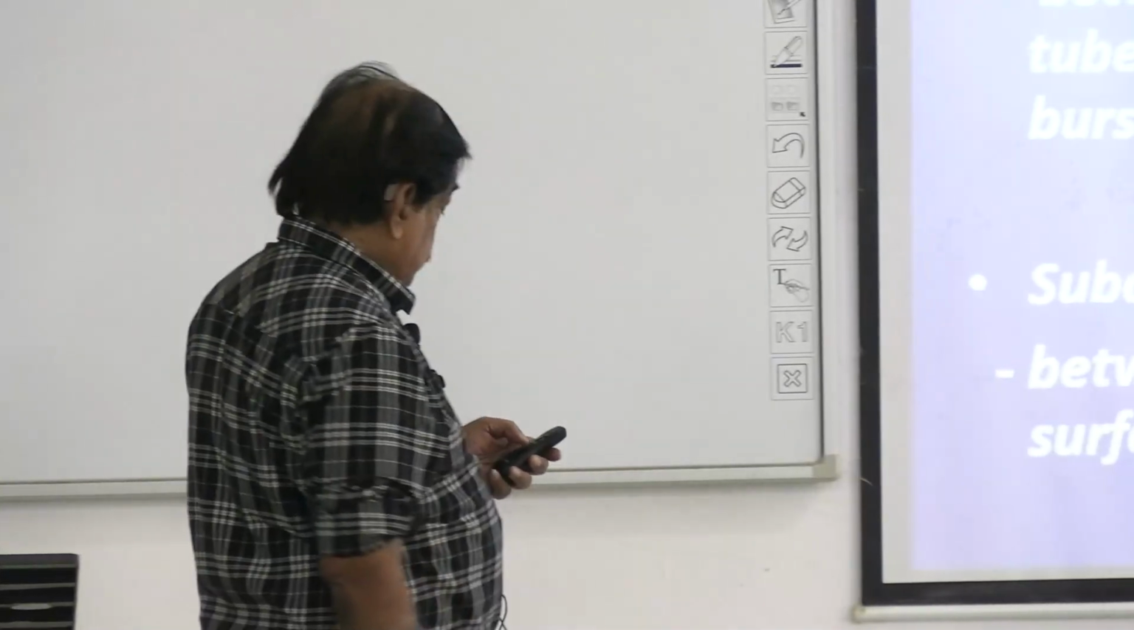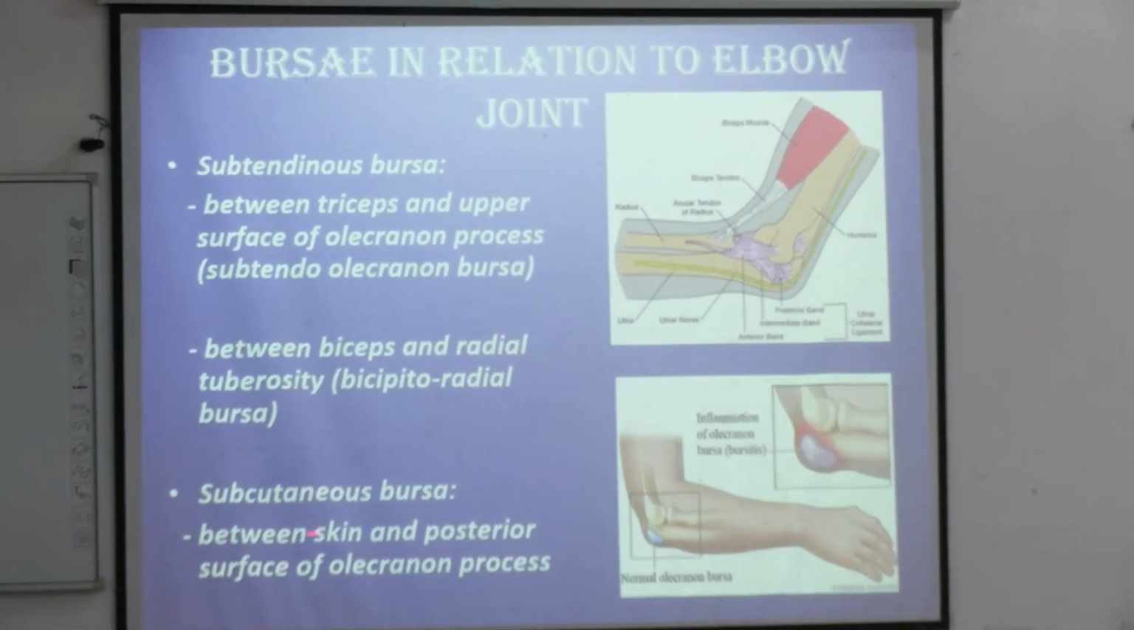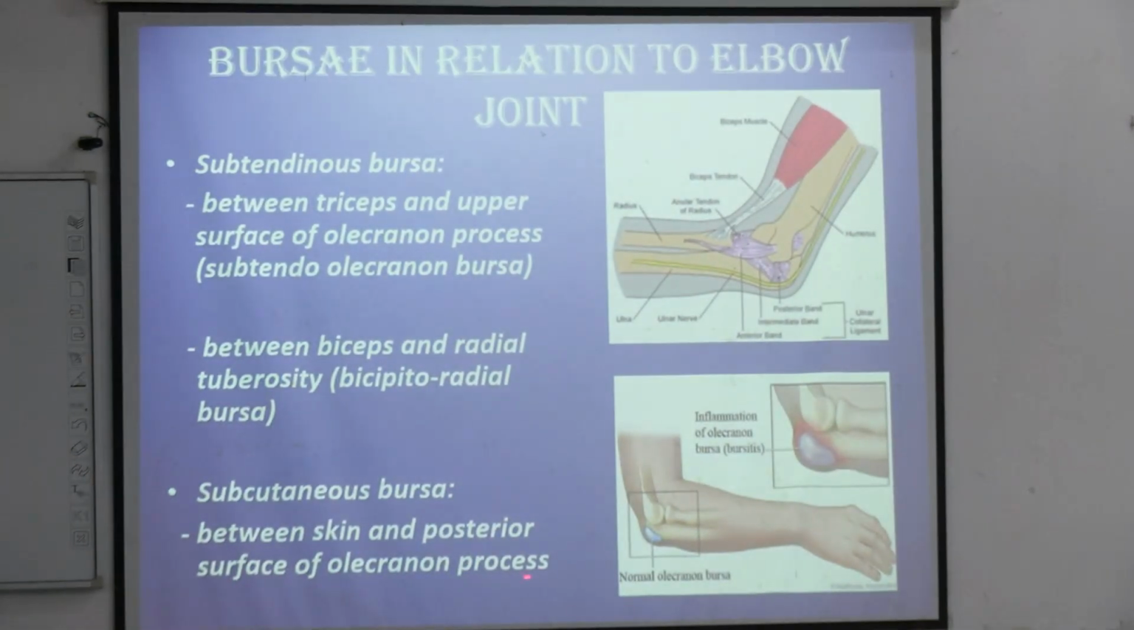Now, the subcutaneous olecranon bursa lies between the skin and the posterior surface of the olecranon process. See, this is small. If you palpate, you won't get it. It's like a small pouch. But when it is inflamed, it will be painful.